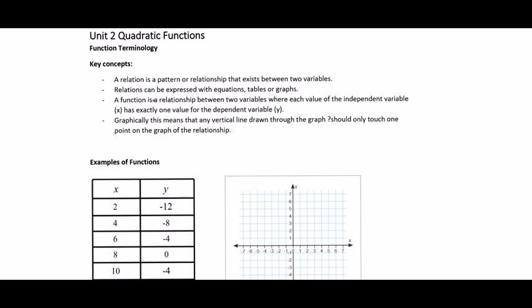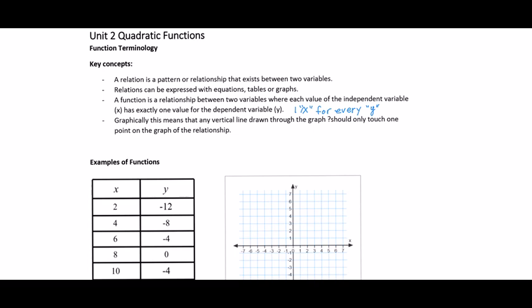Now, a function is a relationship between two variables where each value of the independent variable has exactly one variable, x, and exactly one variable, y. Essentially, we have one x for every y. Graphically, it tells us that any vertical line drawn through the graph should only touch one point in the graph of that relationship.